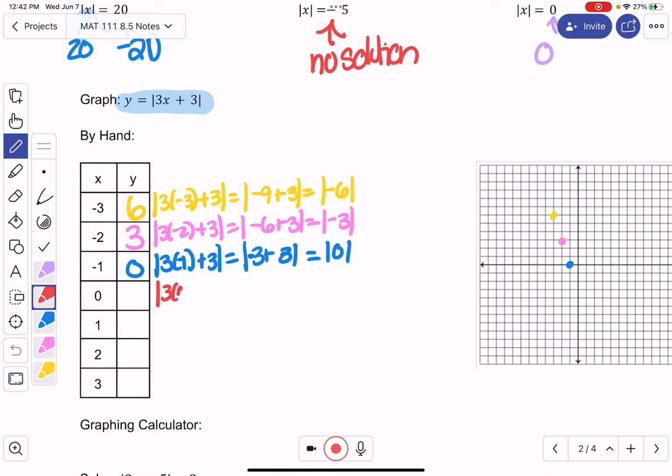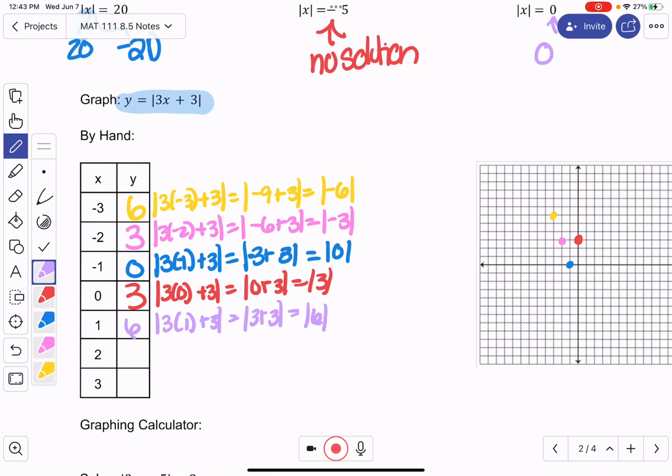Do it again with 0. 3 times 0 is 0. 0 plus 3 is 3. Absolute value of 3 is 3. So we go 0, 3. Do it with positive 1. 3 times 1 is 3. 3 plus 3 is 6. Absolute value of 6 is 6. So we have a point at 1, 6.